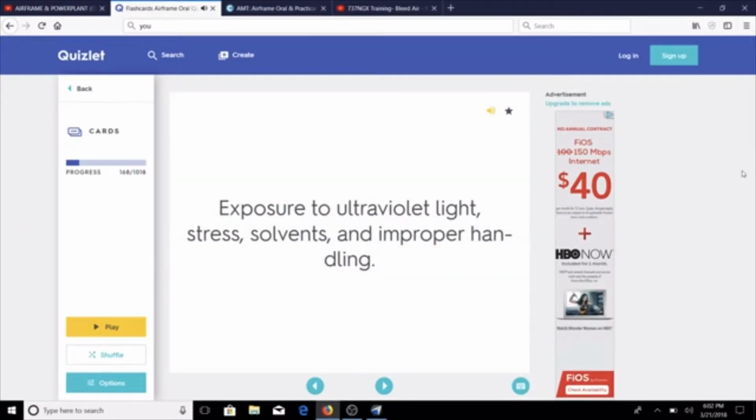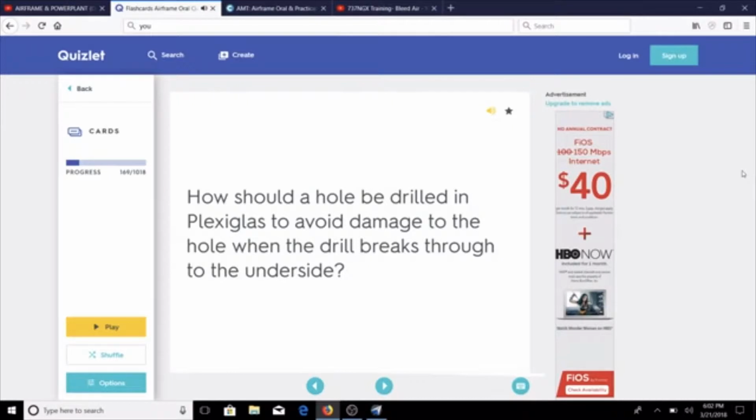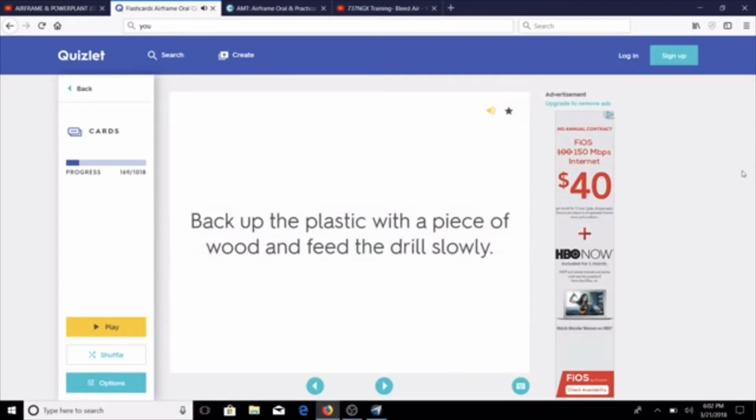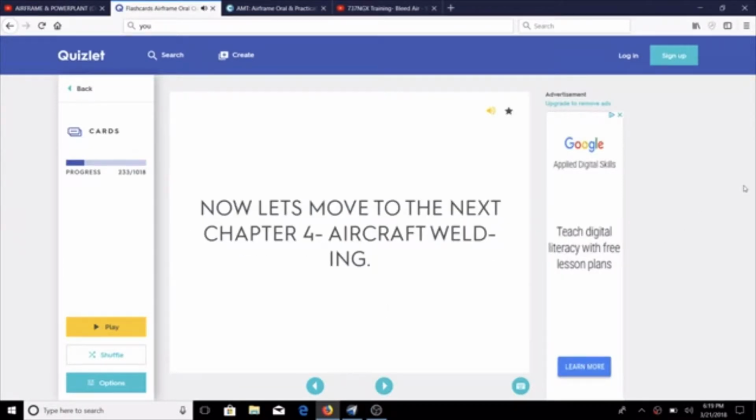Exposure to ultraviolet light, stress, solvents, and improper handling. How should a hole be drilled in plexiglass to avoid damage to the hole when the drill breaks through to the underside? Back up the plastic with a piece of wood and feed the drill slowly. Move to the next chapter for aircraft welding.